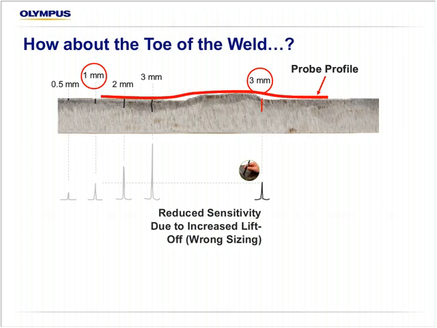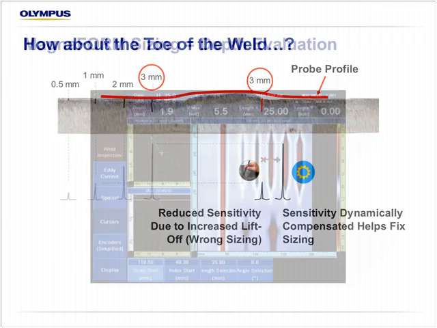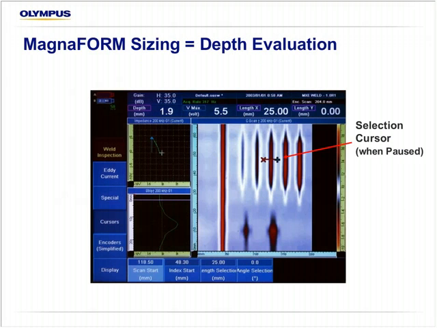That is before Magneform was introduced, and dynamic liftoff compensation corrected this, because the dynamically compensated sensor helps fix this sizing issue in order to retrieve an amplitude that is very similar to the defect being scanned without additional liftoff. Because of that, the depth evaluation is possible.